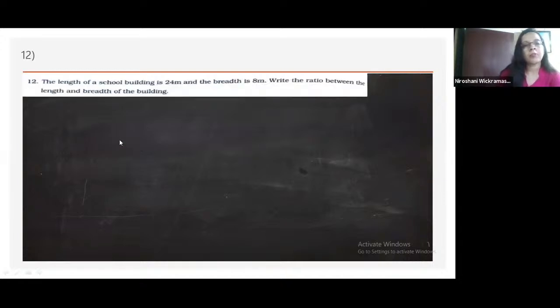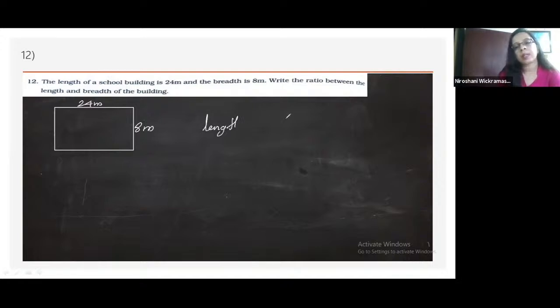The length of a school building is 24 meters. Breadth is 8 meters. Write the ratio between the length and breadth of the building. Length, breadth. You have to write the ratio.